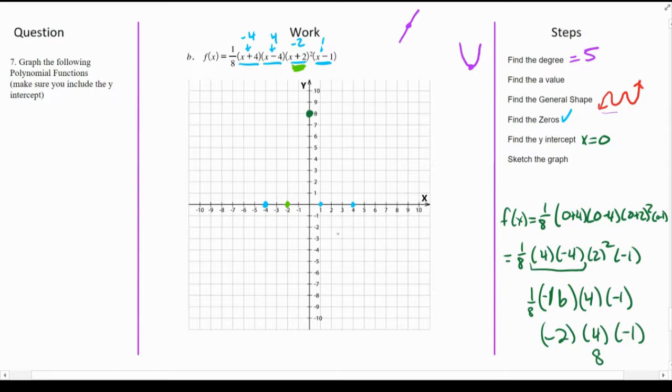Oh, this is going to look ugly. Through and through. Okay, that's not the prettiest graph, but that's the nice part about when it says sketch the graph, is that it doesn't have to be perfect. All of my points are perfect. So there is my fifth degree polynomial graphed.